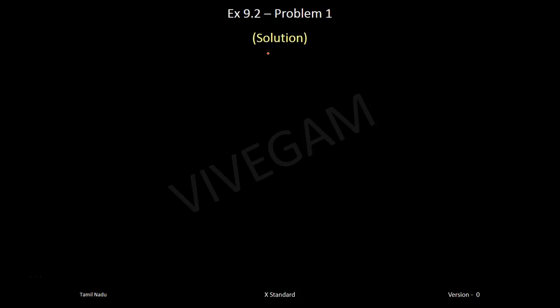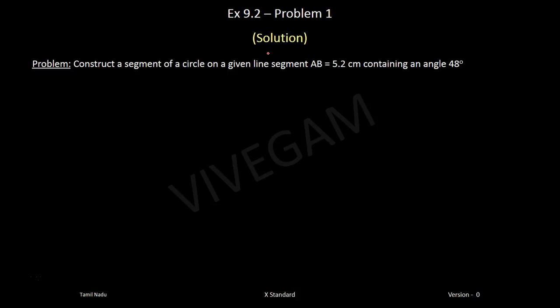Exercise 9.2, problem 1. Construct a segment of a circle on a given line segment AB equal to 5.2 centimeters, containing an angle of 48 degrees. So we are given a line segment AB of 5.2 centimeters, and we have to construct a segment of the circle containing an angle of 48 degrees.